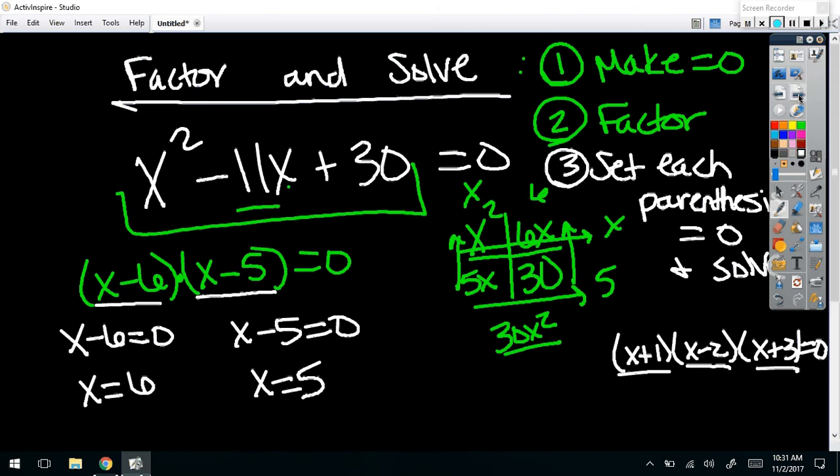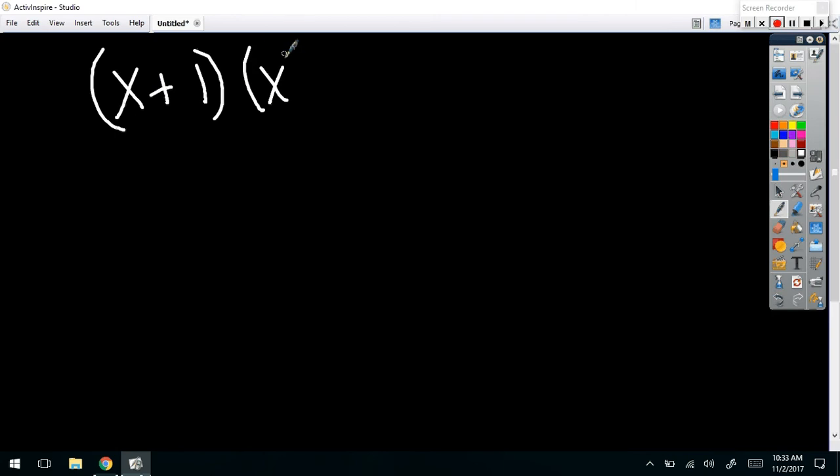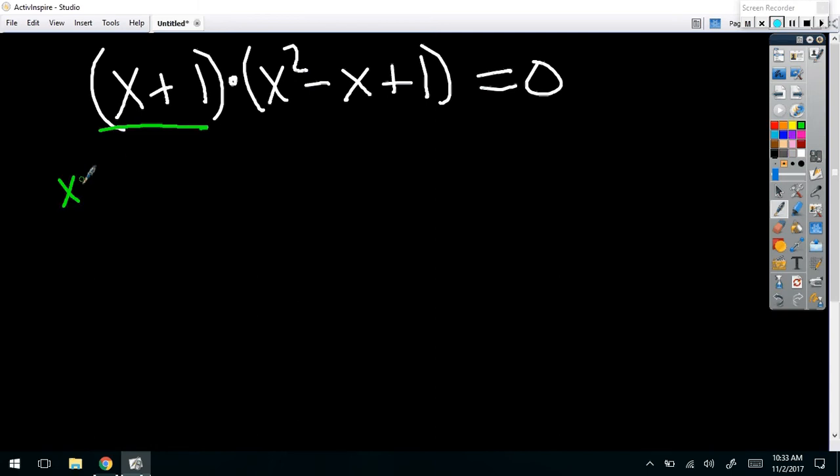Okay, so tell me when you're caught up. Let's say I ended up with something like this equals 0. Now it's a little bit different. I still have two things set equal to 0.